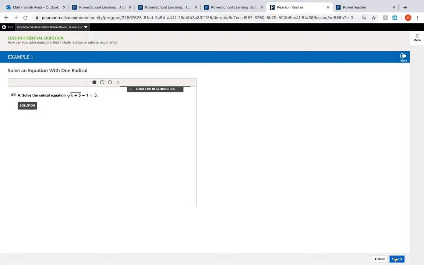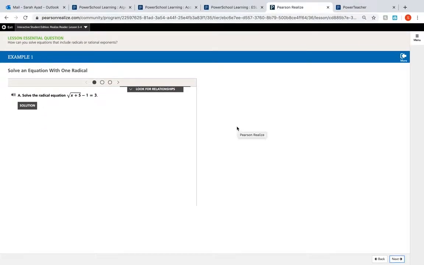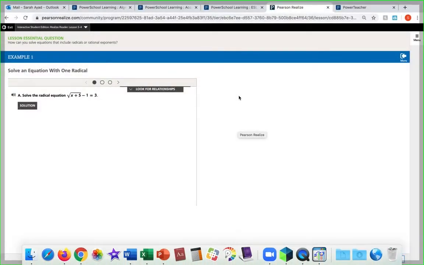All right, so let's take a look at example 1. Here it says solve the radical equation. For every single radical equation, step 1 is always going to be to isolate the radical if you can. So notice here, what is my radical? The radical is the square root of x plus 5. That x plus 5 is inside of that radical. How do I get the square root of x plus 5 by itself? Well, I have to add 1 to the other side of the equation.